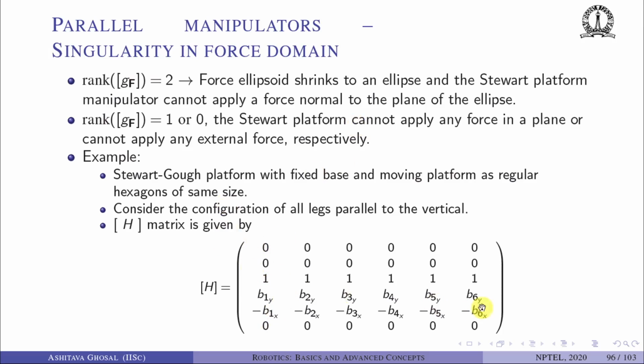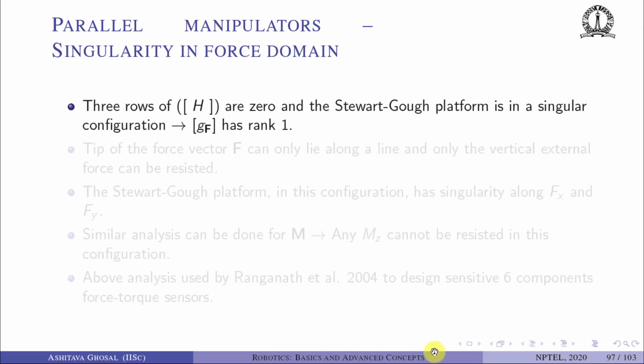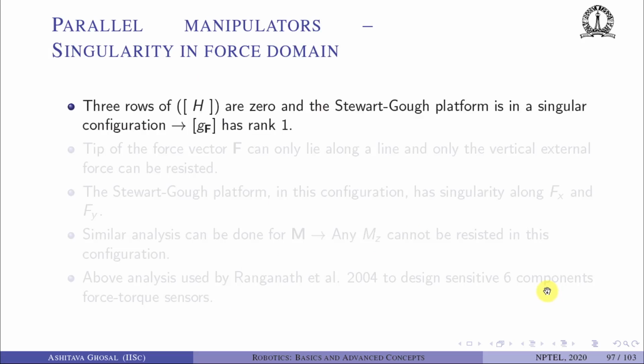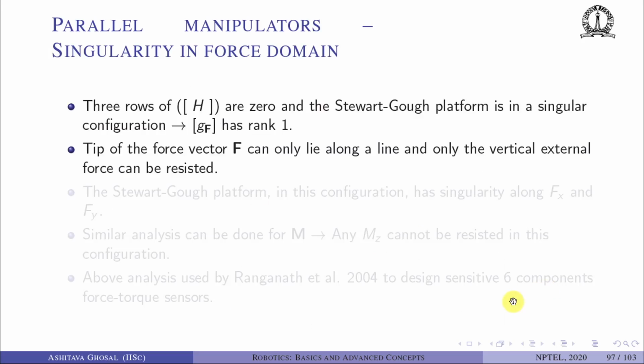So in H_F, which is the top portion, 2 rows are 0, and in the bottom portion only 1 row is 0. Okay, so G_F has rank 1, obviously, right? Because there is only one column vector, so it is 0, 0, 1 everywhere. So it has rank 1. So the tip of the force vector can only lie along a line. Okay, it has dropped by 2 ranks. Okay, and only a vertical external force can be resisted.